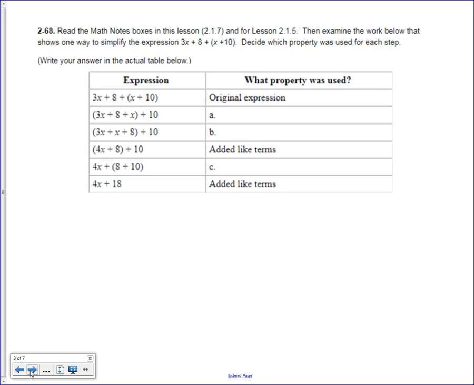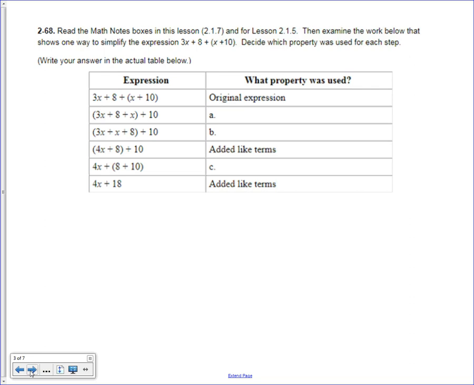Problem 68, read the math notes box. So you should have done the math notes for 2.1.7 and 2.1.5, and they talked about the associative and the commutative property. Decide which property was used for each step. I think some of us got confused and used our simplifying tools, our legal moves, and that's not what this was looking for. It's talking about properties, not legal moves.